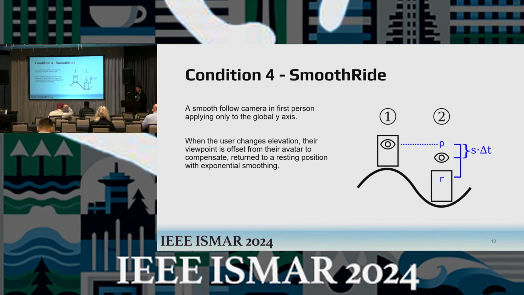Their point of view remains the same as it did before. We then use exponential smoothing to gradually bring their perspective down to a resting position relative to their virtual avatar. That's the R here on this diagram. And this is done based off a factor of time and a sensitivity parameter that can be freely customized.